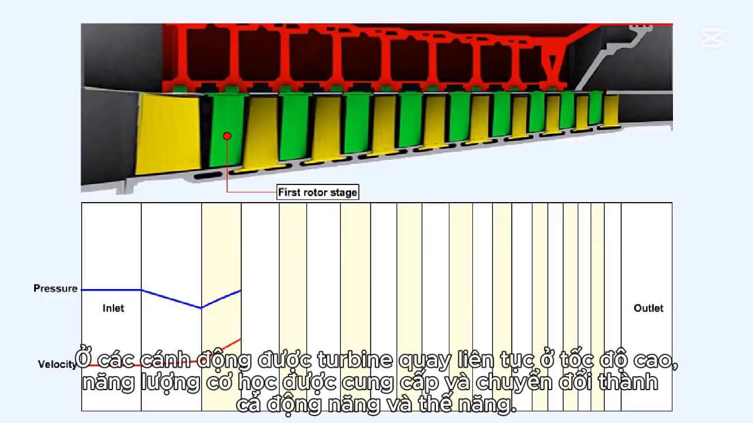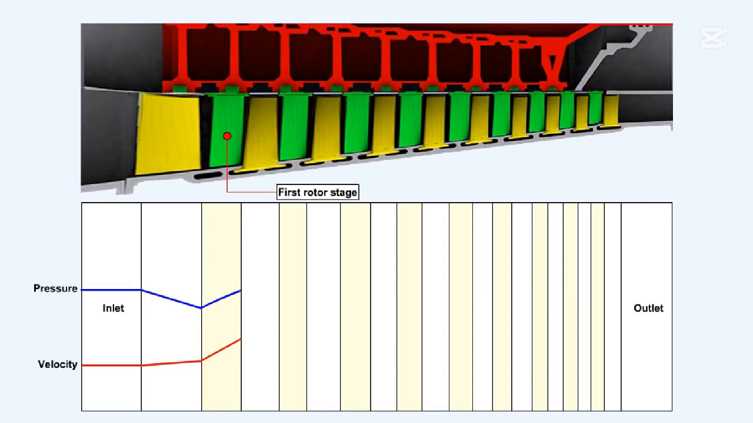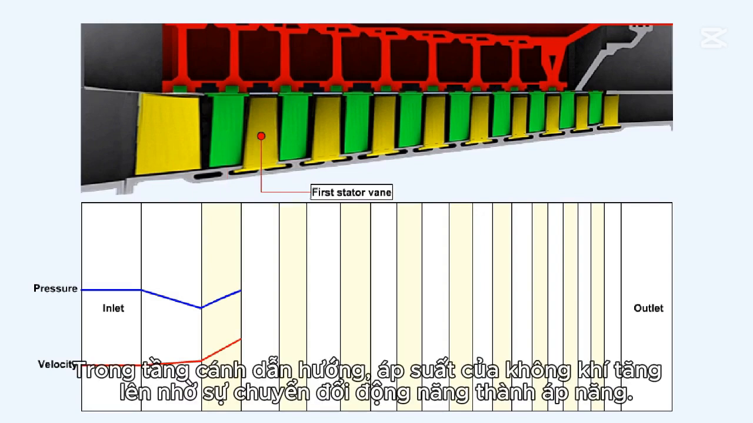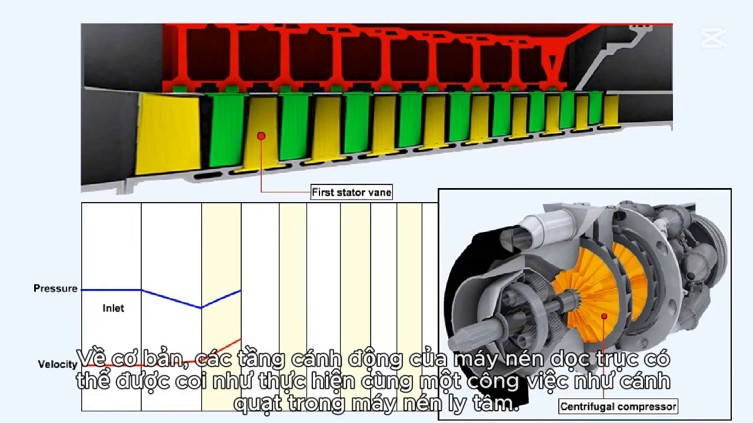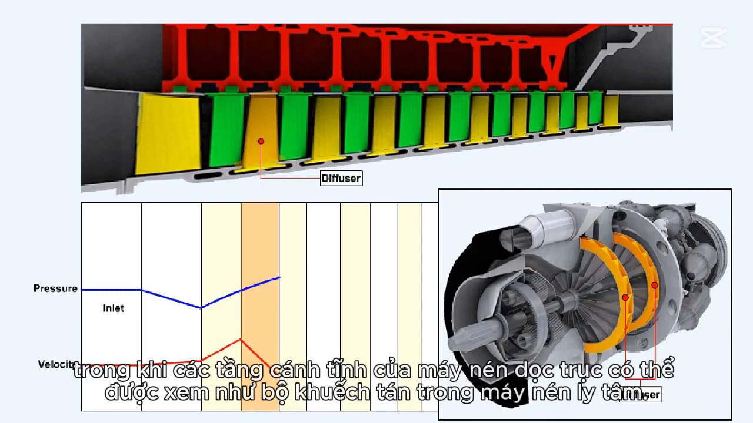In the rotor blades, which are turned continuously at high speed by the turbine, mechanical energy is added and converted into both kinetic, velocity energy, and potential, pressure energy. Within the stator vanes, the air pressure is increased by the conversion of the kinetic energy into pressure energy. Essentially, then, the rotor stages of an axial flow compressor can be seen as doing the same job as the impeller in a centrifugal compressor, while the stator stages of an axial flow compressor can be compared to the diffuser in a centrifugal compressor.